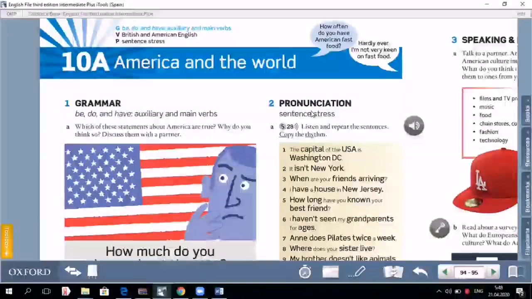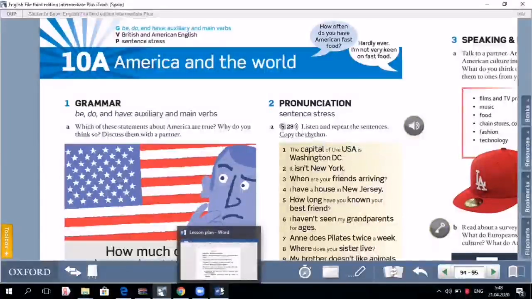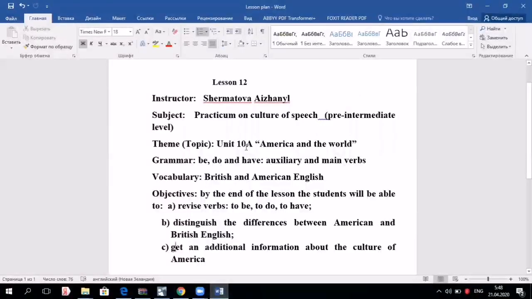So let's start today's lesson. The topic which I am going to present today is Unit 10, America and the world. You see this topic on the screen. Before taking our topic, let's define our objectives, okay? Today we are going to take the grammar theme: be, do, and have as auxiliary and main verbs. Then vocabulary: British and American English.